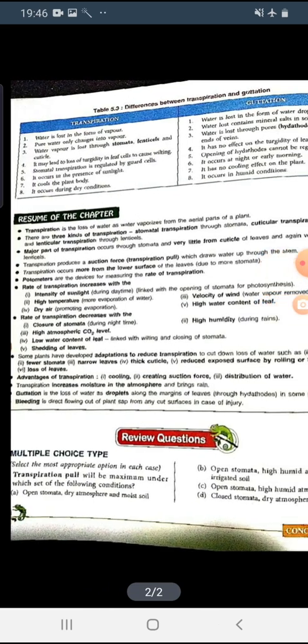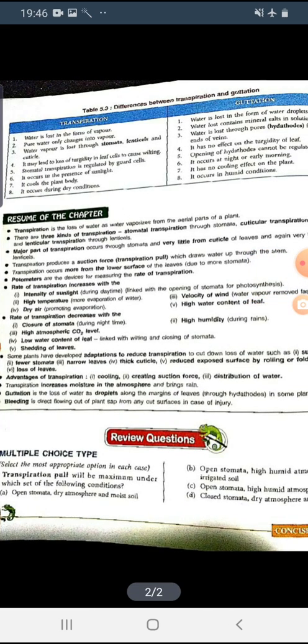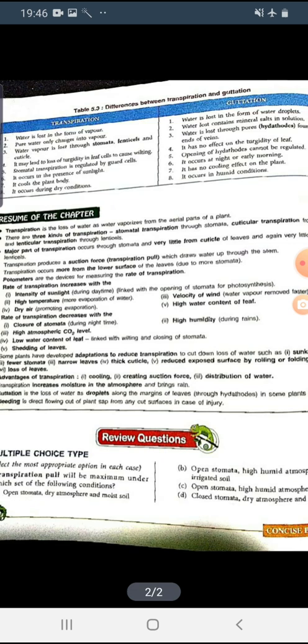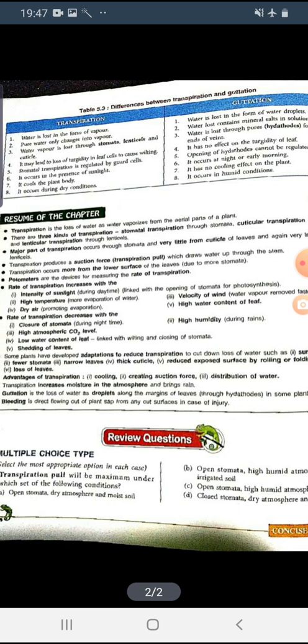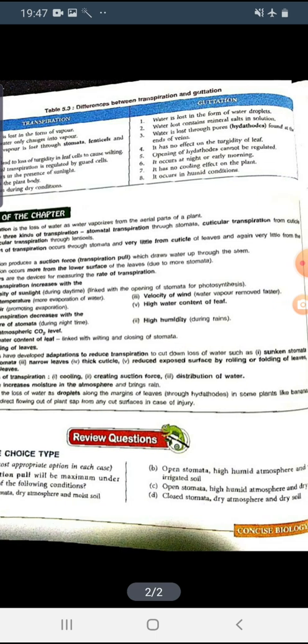Next is the difference between transpiration and guttation. In transpiration, water is lost in the form of water vapor, but in guttation the water is lost in the form of what? Water droplets. During guttation water is lost in the form of water droplets. In transpiration, pure water changes into vapor, but in guttation the water lost through the droplets contains some mineral salts.